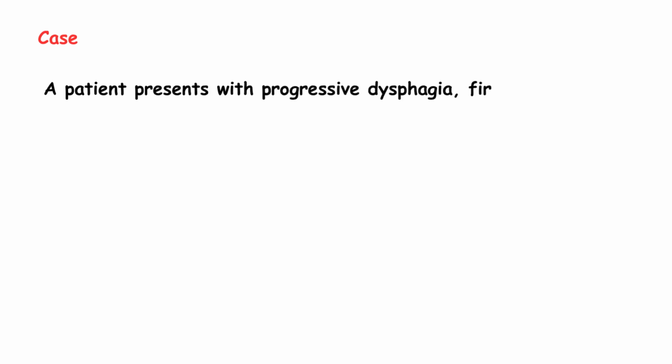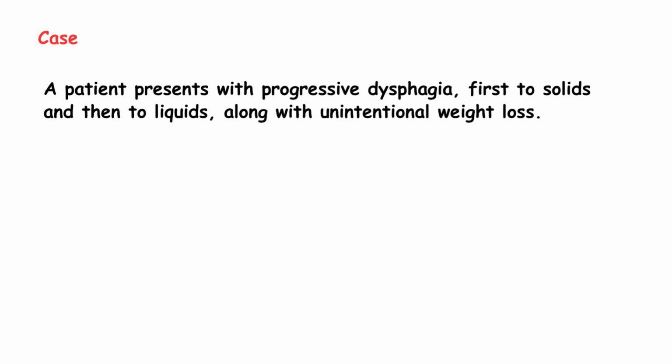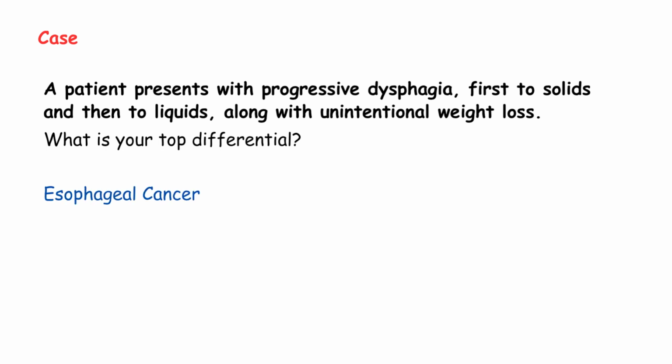Now, let's test your understanding. If a patient presents with progressive dysphagia, first to solids and then to liquids, along with unintentional weight loss, what is your top differential? Think about it for a moment. The answer is esophageal cancer, particularly squamous cell carcinoma or adenocarcinoma. This is an example of how history alone can give us a strong diagnostic clue.